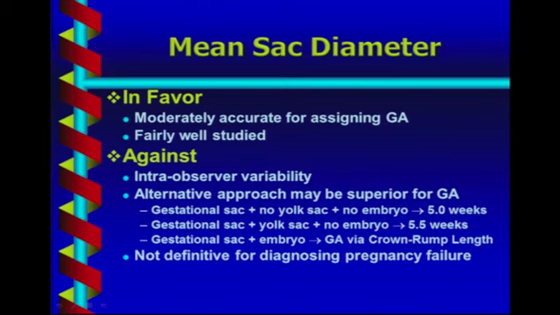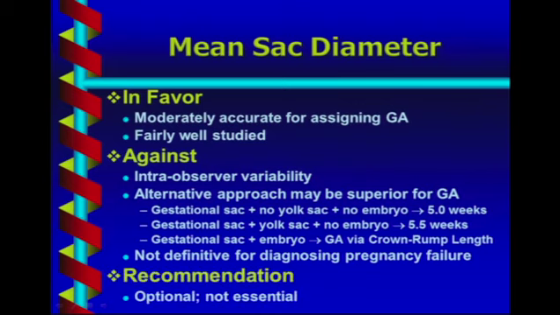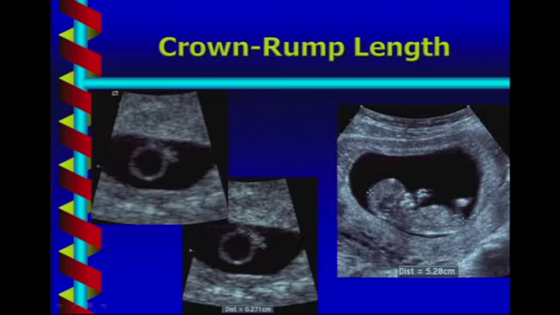The way that we do it at our own facility is if we see a gestational sac and no yolk sac or embryo, we call it 5 weeks. Gestational sac with a yolk sac but no embryo, call it 5.5 weeks. If we see a gestational sac and an embryo, then we measure the crown rump length to assign the gestational age. So you don't need to use the mean sac diameter for pregnancy dating, and in many cases it's not definitive for diagnosing pregnancy failure. So it's an optional, not essential measurement.